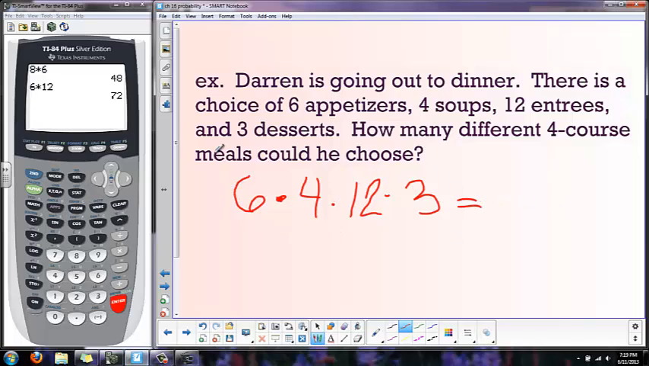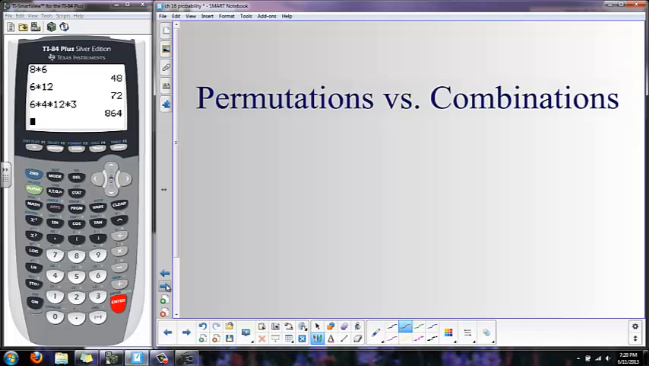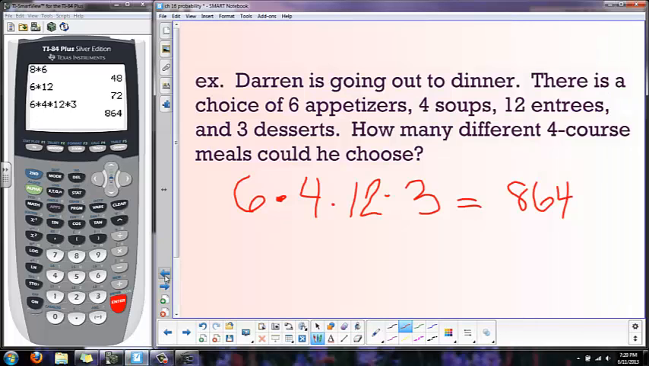I really would not like to see that tree diagram, because especially with that 12 thrown in the middle, that would be really ugly. So 6 times 4 times 12 times 3 is equal to 864 different meal options or meal choices that he can make, which is crazy. All right. Yep. So that's it for the counting principle stuff.